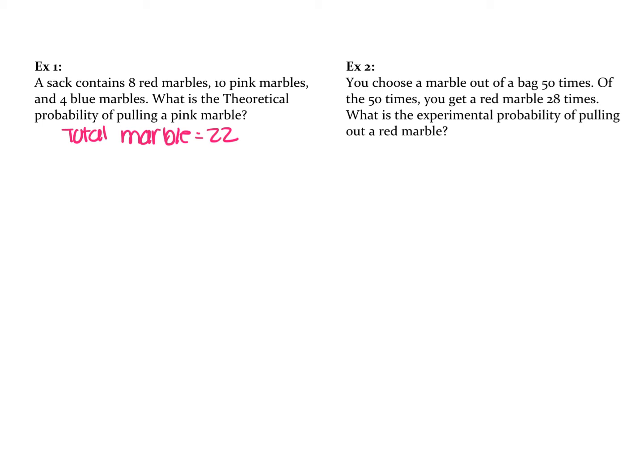Then I want to know how many pink marbles there are. How many ways can I pick one? 10. So the total number of ways it could happen is 10, since there are 10 pink marbles. This becomes 10 divided by 22, which simplified as a fraction is 5 over 11. If I wanted to write that as a percent, it would be about 45.5% if we round.